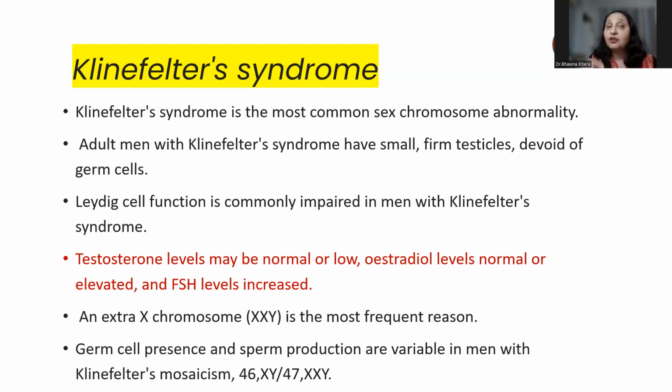Now, because the testosterone is low, the problem is at the level of the testes. So the testosterone level is low, so there is no feedback on the FSH and LH, so it is going to produce more FSH and LH. So all the picture of testicular failure is coming here. An extra X chromosome is the most frequent reason, and germ cell presence and sperm production are variable in men with mosaics. In mosaics, a variable amount of sperms can be there in the testes.